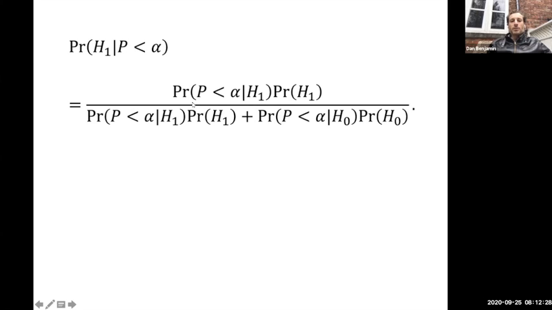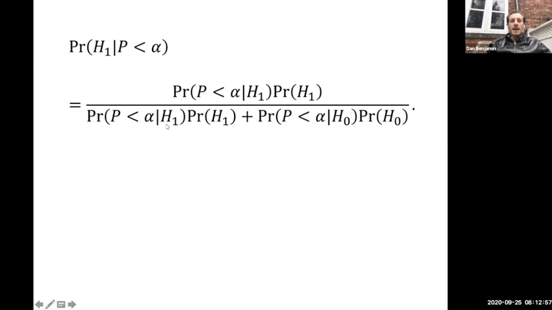So in the numerator we have power, the probability that you get a significant result given the alternative hypothesis, multiplied by the prior probability of the alternative hypothesis. So the way to think about that is, what do we think the chances are that the alternative hypothesis was true before we ran this study? And we'll come back and I'll say something a little bit more about that prior later.